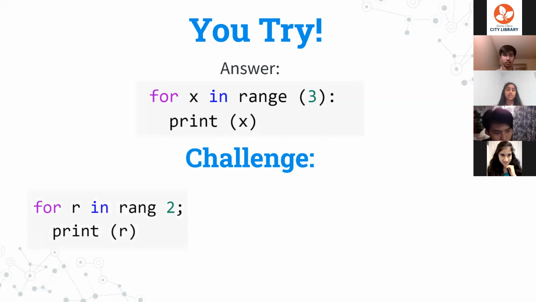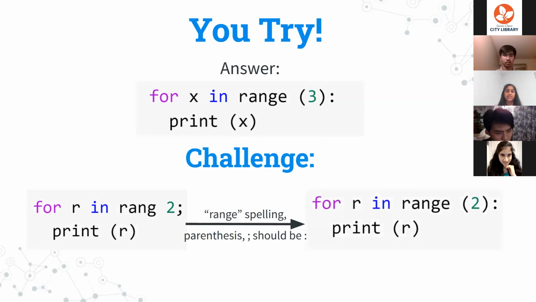For the challenge, I saw lots of good answers in the chat. Some of the popular ones I saw were the range spelling and that there should be parentheses around 2. And additionally, the semicolon should actually be a colon.